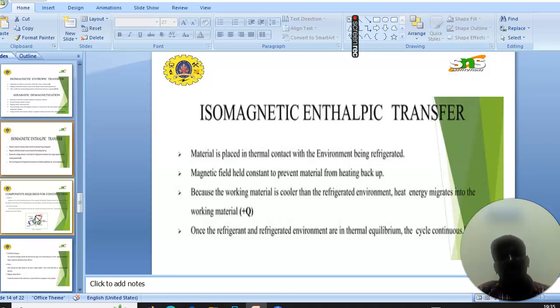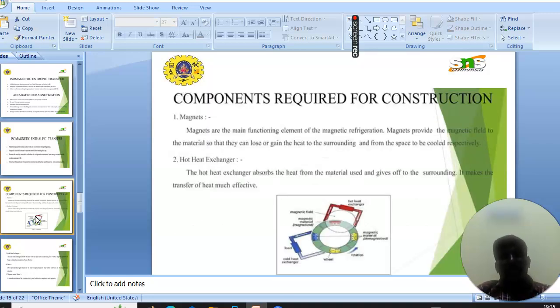The next is isomagnetic entropic transfer. In that, the added heat can then be removed by a fluid like water or helium. The magnetic field is held constant to prevent the dipoles from reabsorbing the heat. After sufficient cooling, the magnetocaloric material and coolant are separated. And the next is adiabatic demagnetization.